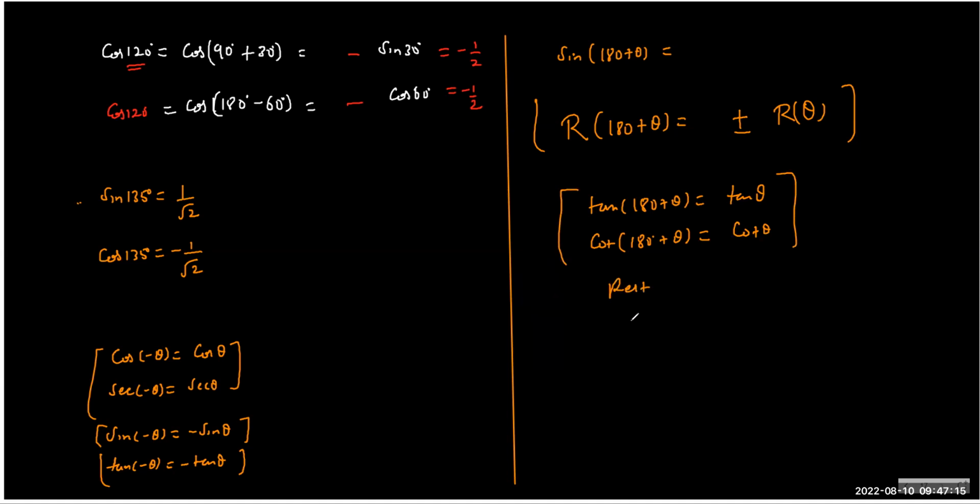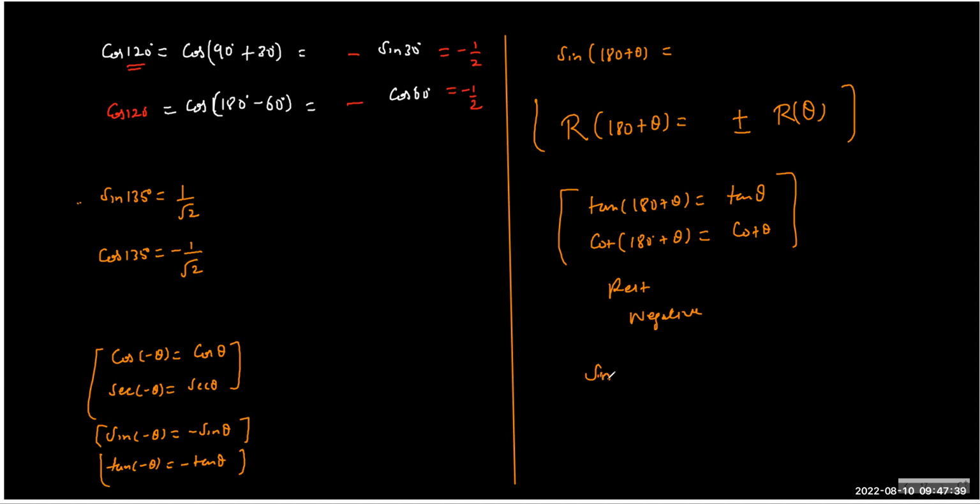The rest are negative. Do I need to write them? Should I write all the rest of the ratios also? It's okay this way. I hope you will remember this. So, okay, I'll just write one.